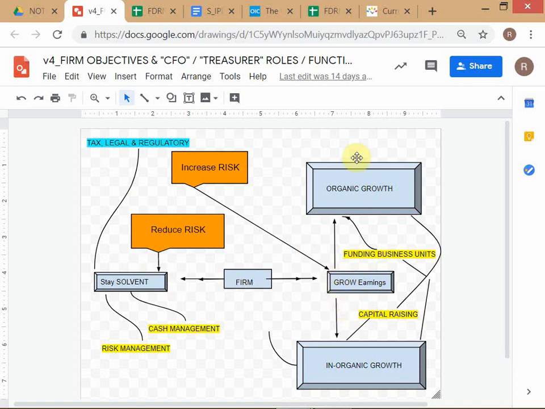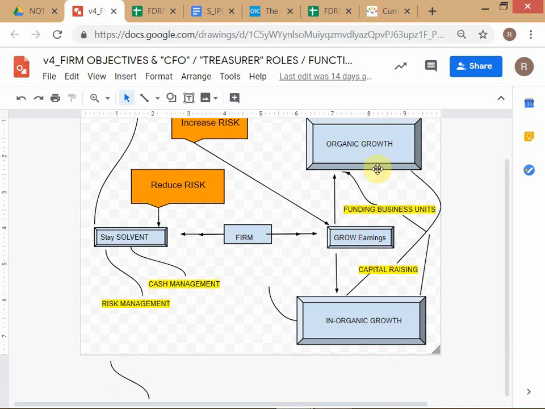Now, when you grow earnings, there are two ways to grow earnings. What is the difference between organic and inorganic growth? Who's going to tell us, Tanuj? Haven't you heard these terms? Can you tell us the difference? Use the mic. Mergers and acquisitions, like inorganic growth. No, explain properly. Say organic growth is A, B, C, D, inorganic growth is 1, 2, 3, 4. Say something in that format.